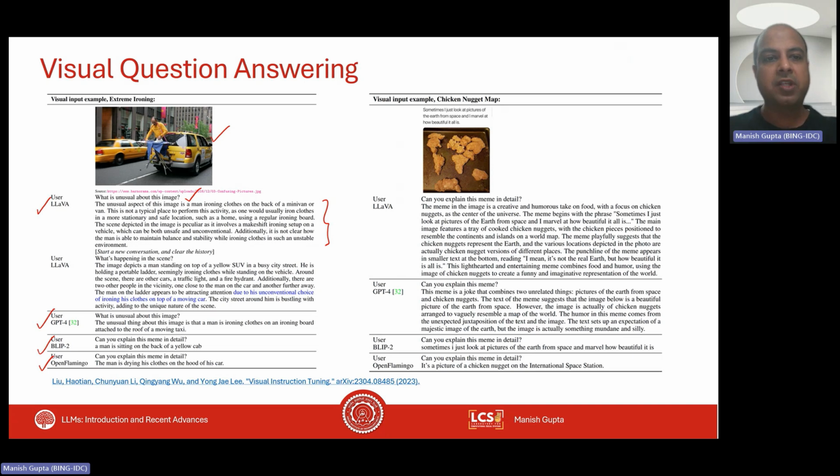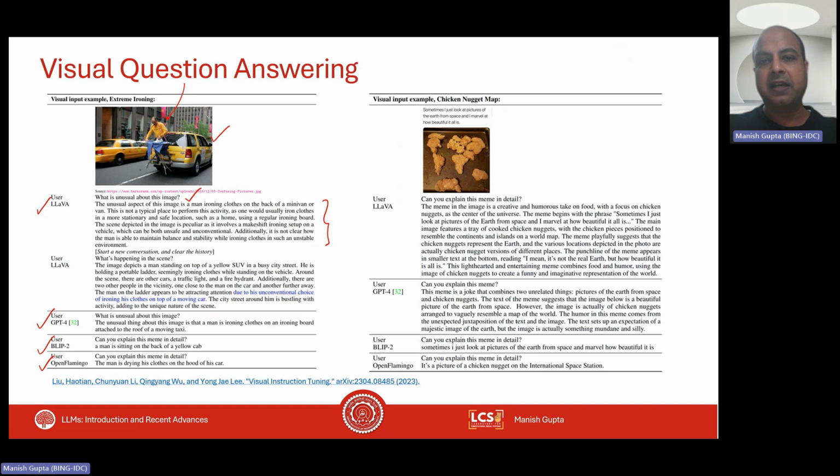Now, of course, we'll talk about some of these models in detail, but the idea is that, as you can see, even images which are sort of odd in nature, not really usual, right? So, for example, usually you don't see somebody sitting at the back of a van or a minivan and ironing clothes, right? So even unusual pictures can be described really nicely by these kinds of models.